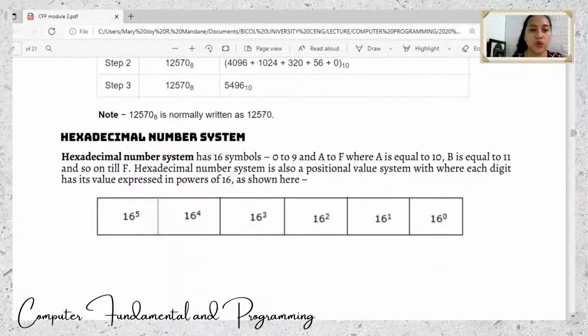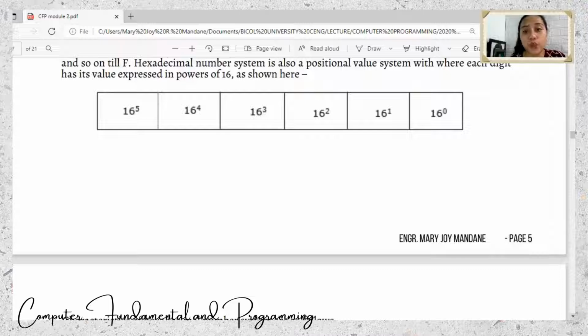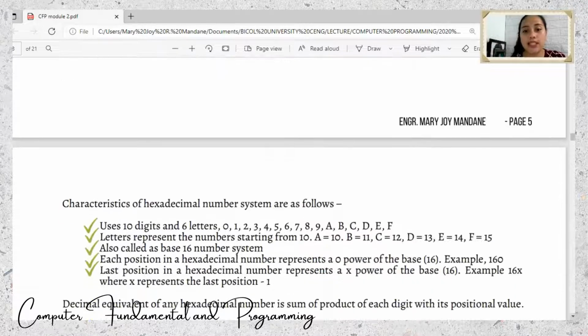Okay. So let's do the hexadecimal number system. The hexadecimal number system has 16 symbols: 0 to 9 and A to F, where A is equivalent to 10 and B is equivalent to 11, and on till F. The hexadecimal number system is also a positional value system where each digit has its value expressed in its power of 16 as shown here. So 16 raised to 5, 16 raised to 4, 16 raised to 3, 16 raised to 2, 16 raised to 1, and 16 raised to 0.